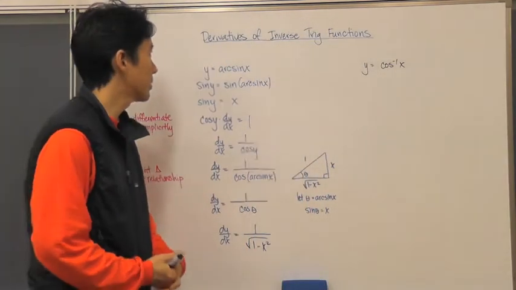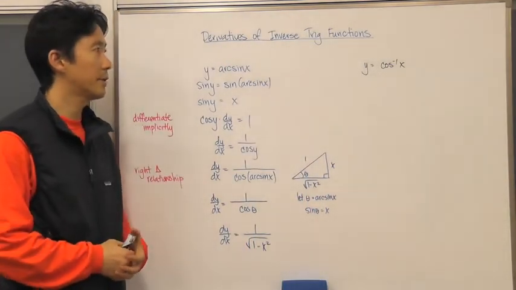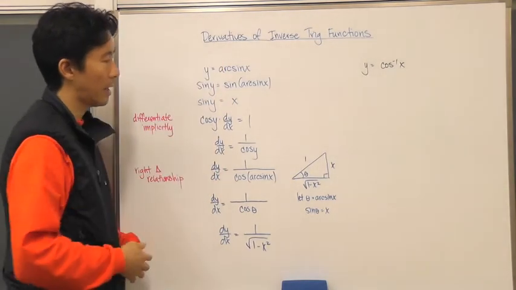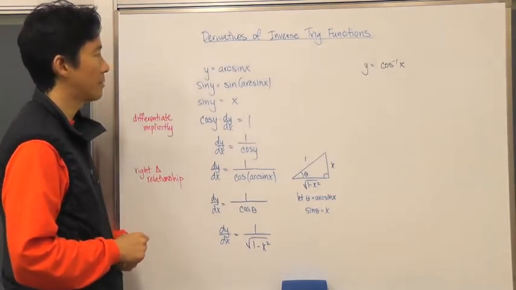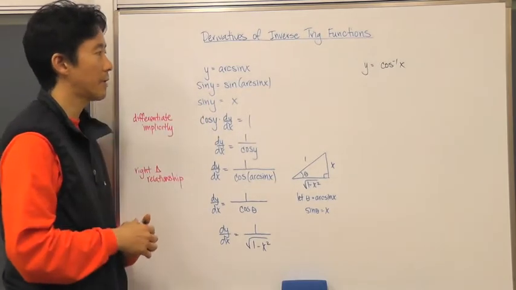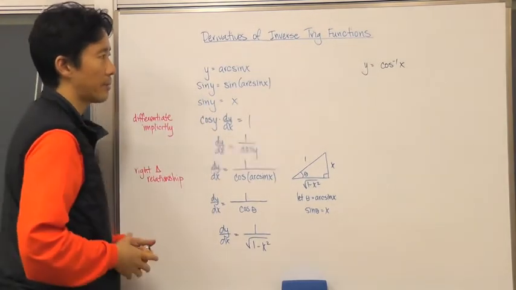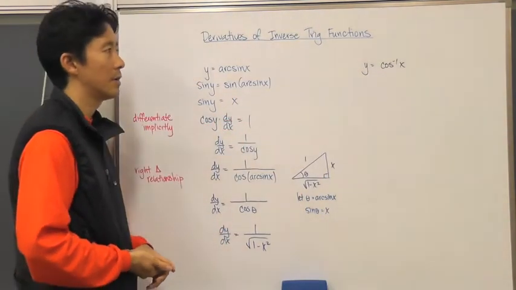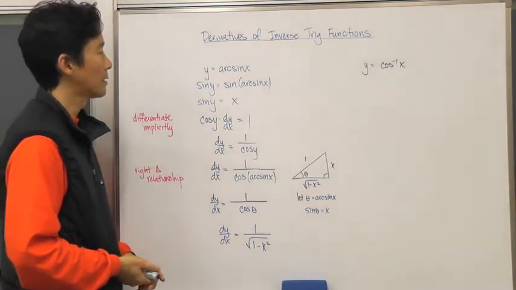Okay, hello everyone. Let's go ahead and take a look at the derivatives of inverse trig functions. What we'll do is take a look at how to derive the derivative of y is equal to arc sine of x. We'll go through the entire process and then we'll do it together for y is equal to the inverse cosine of x. So let's start off.